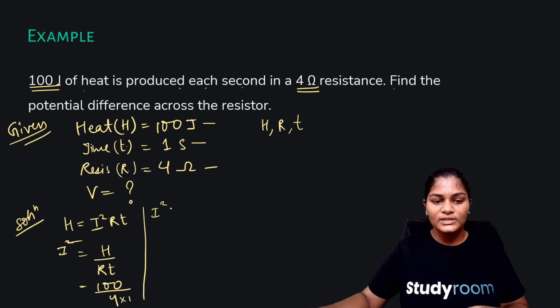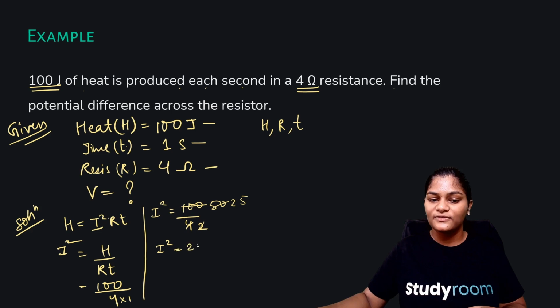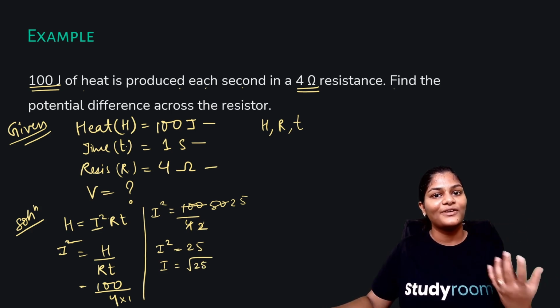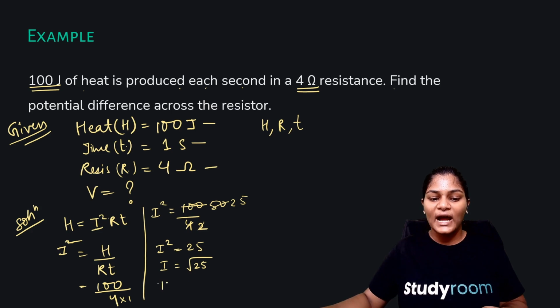I square is equal to 100 upon 4. So if I divide this by 2, this comes out to be 50, and we divide it by 2 again, it comes out to be 25. So we get I square is equal to 25. So what is I? I is equal to root 25. Which number has a square of 25? It is 5. So our I comes out to be 5 amperes.